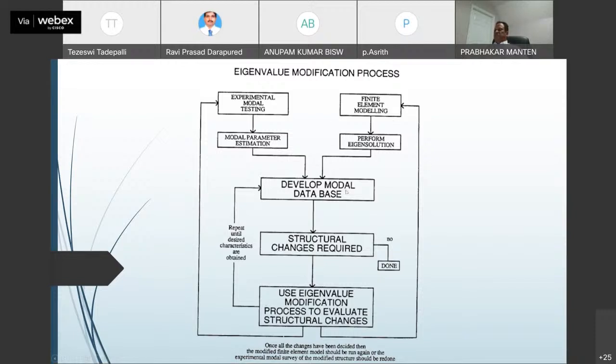This is done on paper. Once you get some data, you can see it in FEM software, like some of the simulations Dr. Tezeswi showed you. You can see on paper, before making the costly and expensive change, what modification would change what parameter. This sort of thing helps you tremendously. It is far more effective to fine tune and use the eigenvalue modification process to evaluate the structural changes and feed it back.